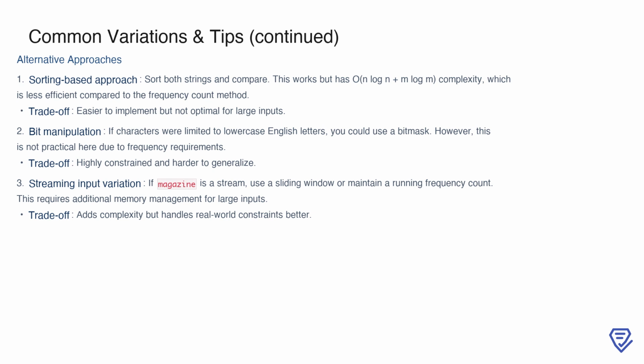A more realistic variation involves handling streaming input, where the magazine is processed as a continuous stream. In this scenario, you could use a sliding window or maintain a running frequency count, which allows you to dynamically check if the Ransom Note can still be constructed at any point. However, this approach introduces additional complexity, particularly in managing memory usage for large streams. Each of these methods highlights different ways to approach the problem, but the frequency counter remains the most efficient and practical solution for most scenarios.